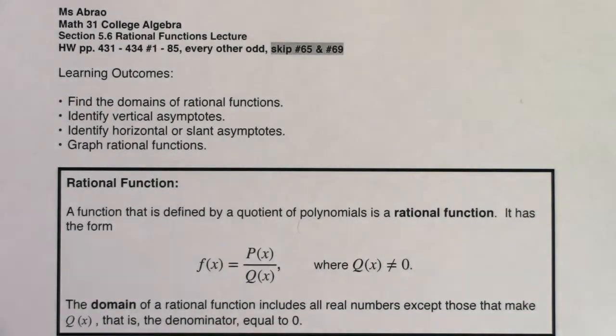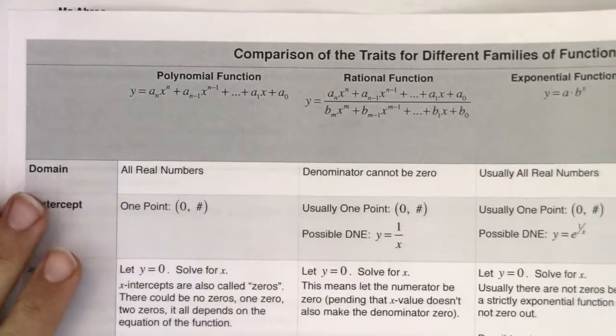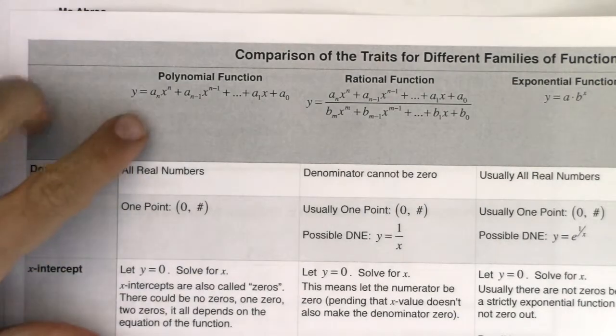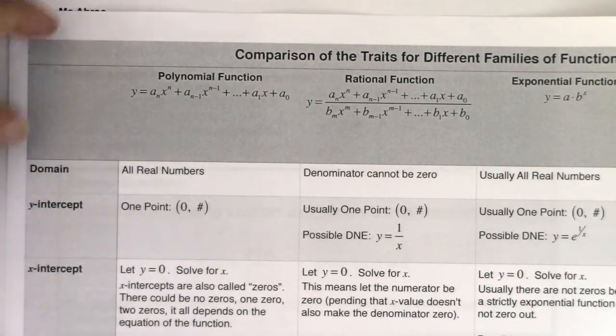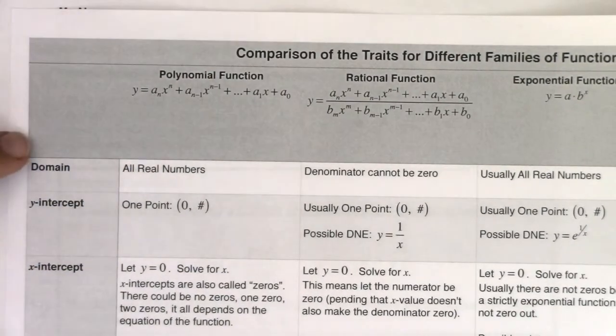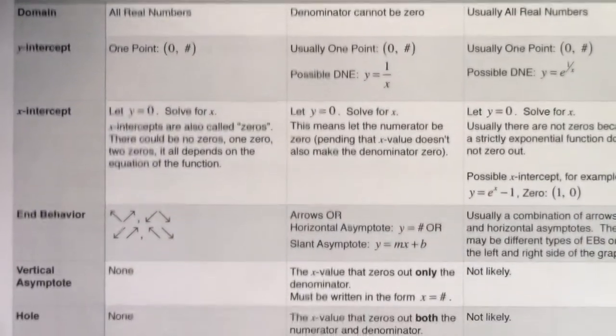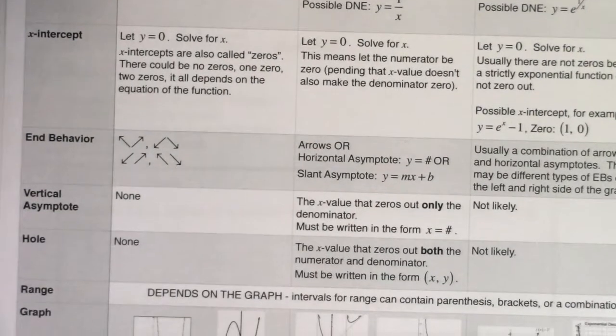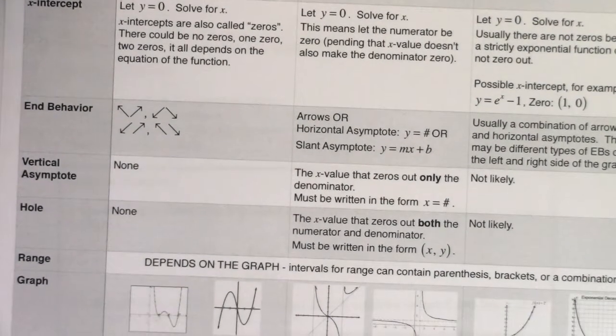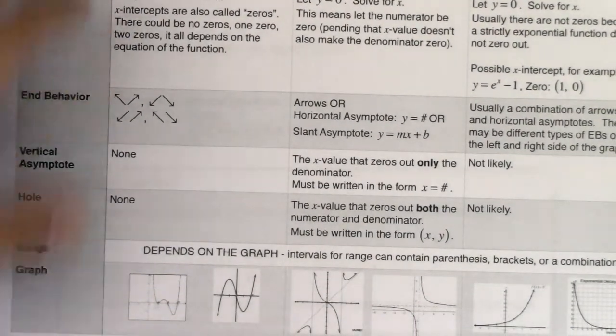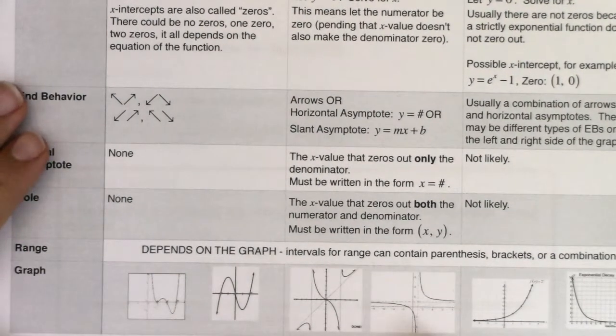So let me just remind you of where we've come from and where we're headed. So we've talked about polynomial functions, and we've talked about different traits for them, like domains, x and y intercepts. We talked about end behavior. We didn't get into vertical asymptotes or holes. That'll be something that we get into in this chapter. And we graphed these, okay? Now we're gonna have much funkier looking graphs. And like I said, there's a lot of variability in here.